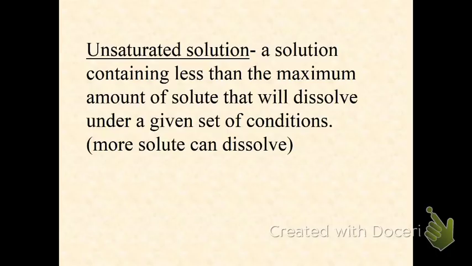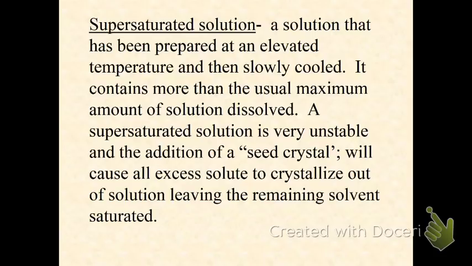The unsaturated solution, of course, contains less than the maximum. And so as long as it will keep dissolving, then it is an unsaturated solution. And then the last type is a supersaturated solution. You have to prepare it by heating it up and cooling it down, and then it contains more than it should at that given temperature. A supersaturated solution is very unstable. If you add a seed crystal to it, it will cause all the excess solute to crystallize out. It would remain saturated when it was done.